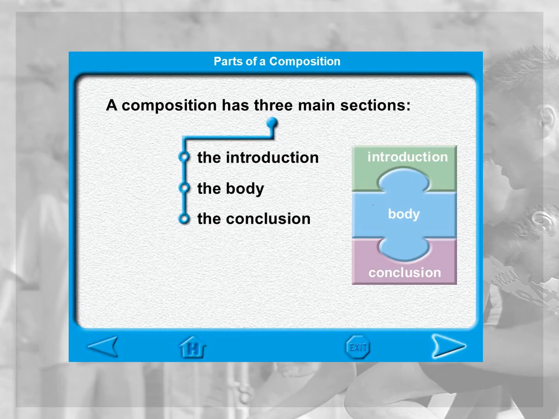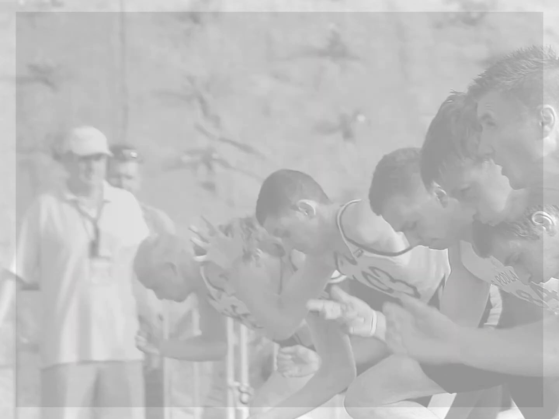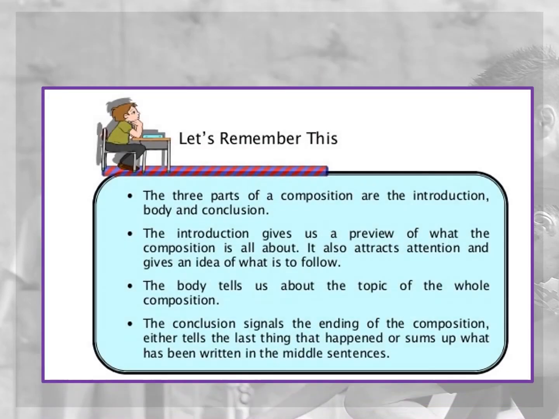Let us begin by revising the parts of a composition. Just remember that the composition has three main sections, and these are the introduction, the body, and the conclusion. Remember this, three parts of a composition: introduction, body, conclusion.